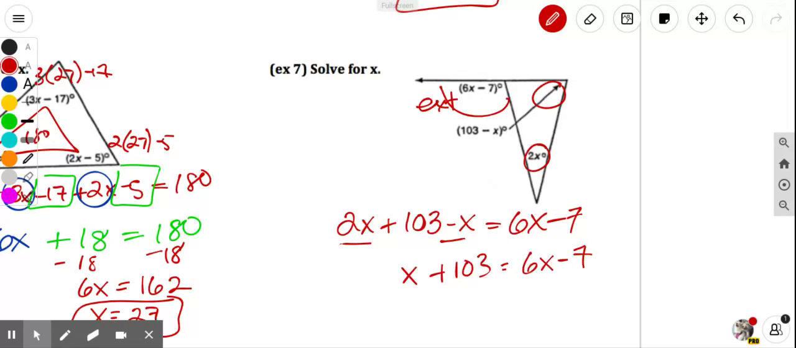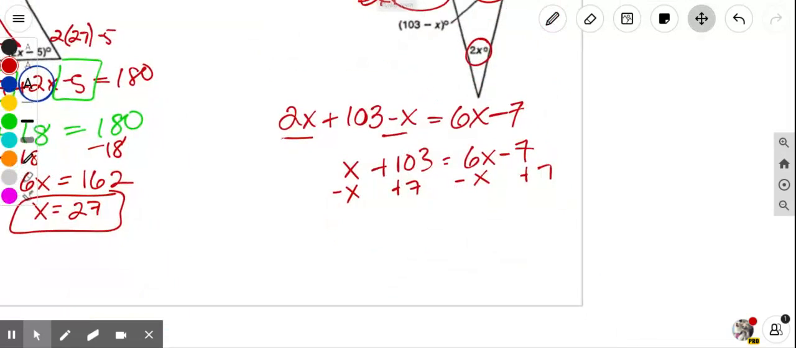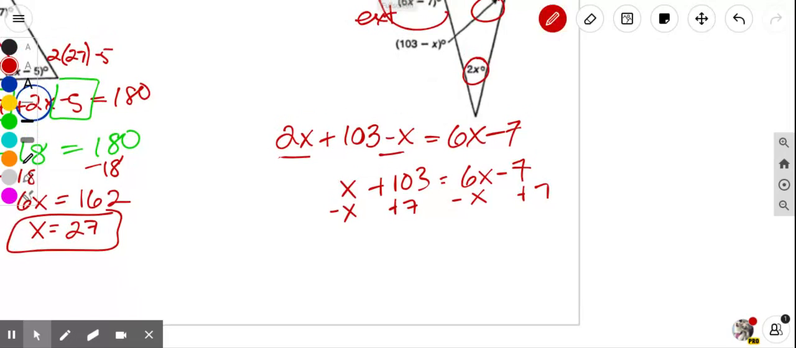So now I have x's on both sides and a constant, so I'm going to subtract x, bring it over here, and then I'm going to add 7 to bring it over to this side. Okay, so this is going to be 110 equals 5x, and then just divide 110 by 5, which is 22.